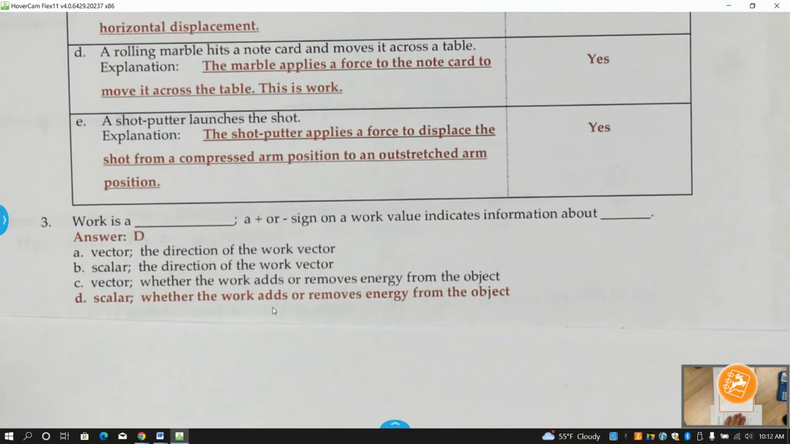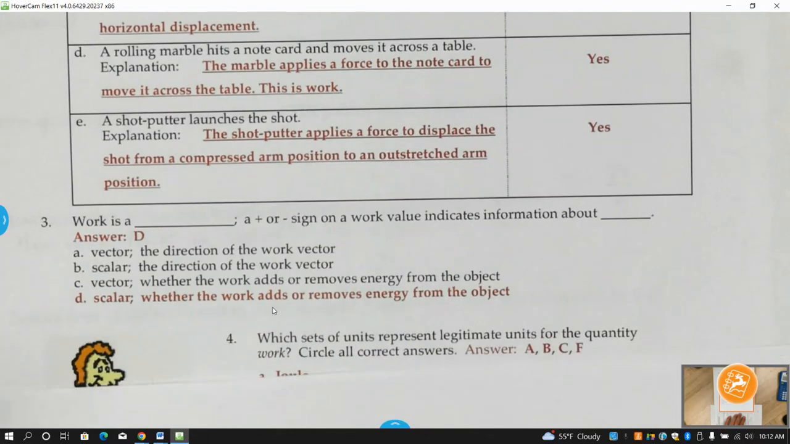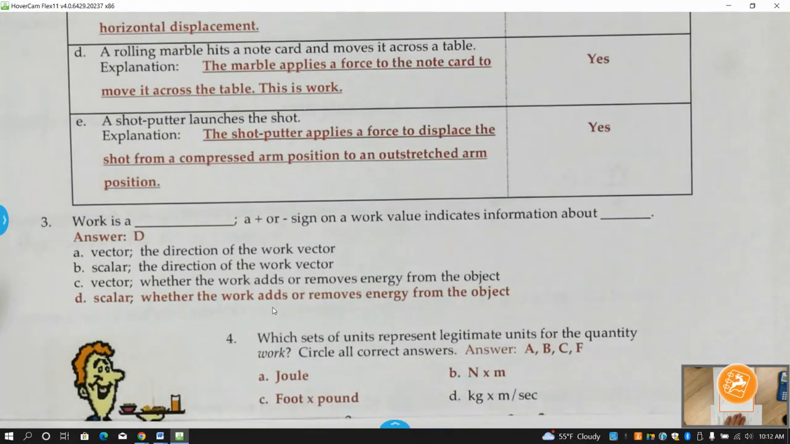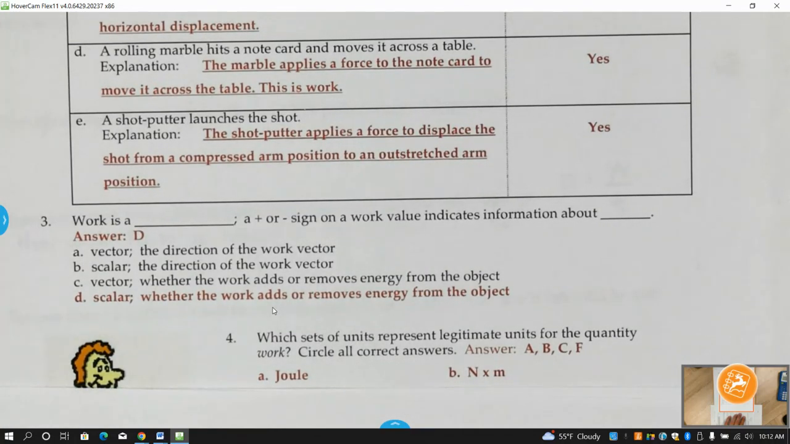Now, the last one here, it says, which sets of units, legitimate units here, represent the quantity for work? Now it tells you A, B, C, and F. I just want you to have A and B. Joule and Newton meter.